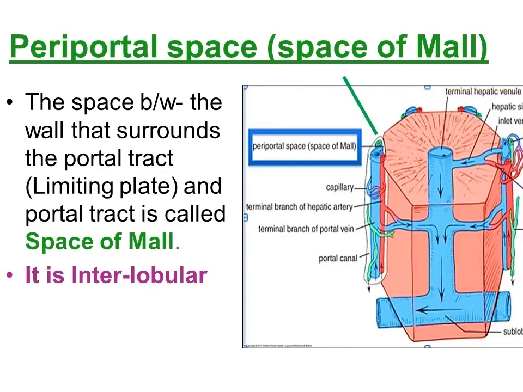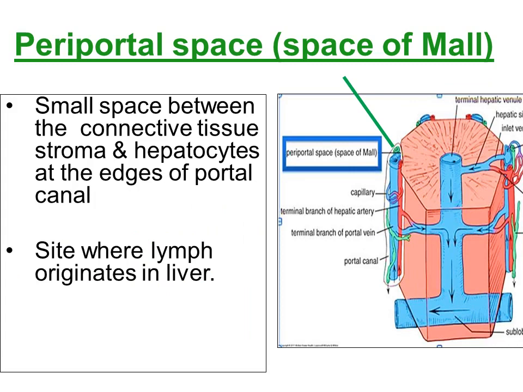Another space associated with the liver is the periportal space of Mall. It is a space between the wall that surrounds the portal tract, forming the limiting plate, and the portal tract itself. It is interlobular. It is a small space between the connective tissue stroma and the hepatocytes at the edges of the portal canal. Again, it is interlobular, whereas the space of Disse is intralobular. The periportal space of Mall is a site where lymph originates in the liver.